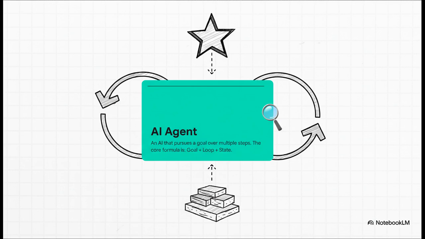The core formula is really simple. You just have to remember 3 words: goal, loop, and state. The goal is its mission, its objective. The loop is that continuous cycle of actions it takes. And state? Well, state is just its memory of what's happened so far. This simple formula is what lets it plan and pull off some really complex tasks.